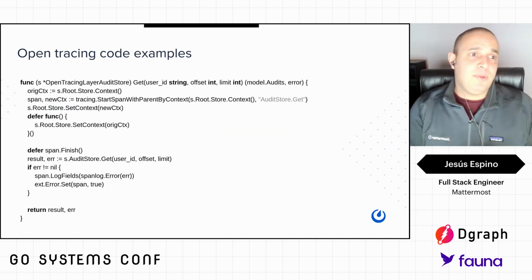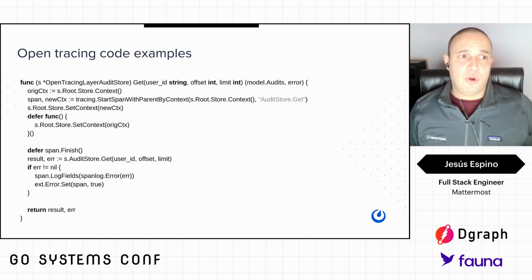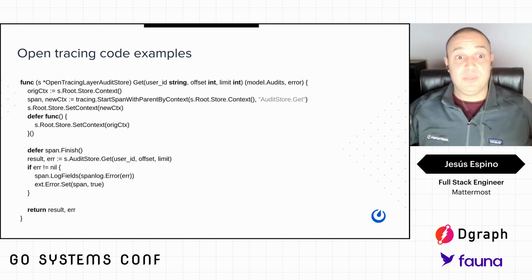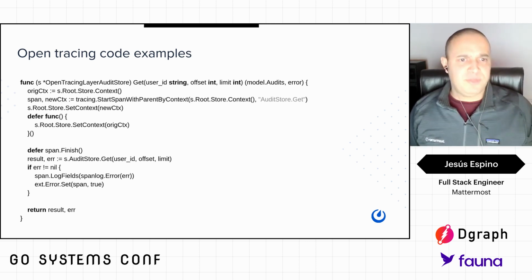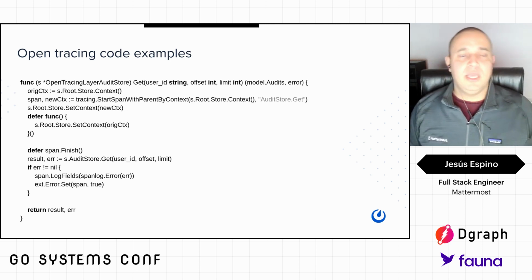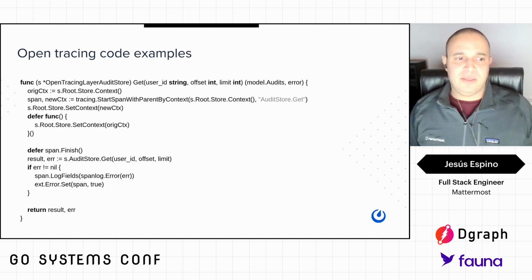Well, here's an example of auto-generated OpenTracing code. Basically, it's the same approach. We have a SQL database or SQL store under the hood, and we create the context for OpenTracing. We populate that context with tracing information. We call the underlying method, and we return the result.